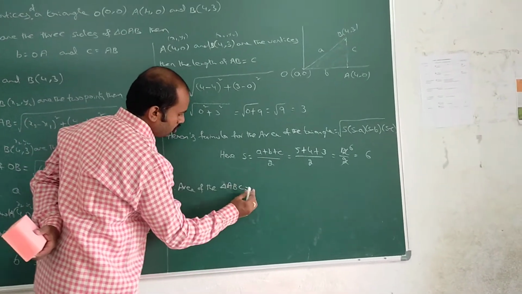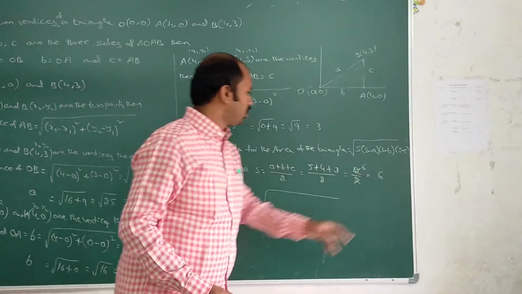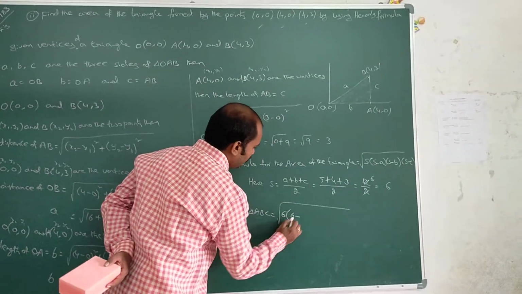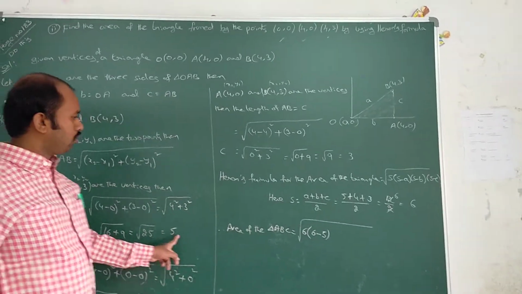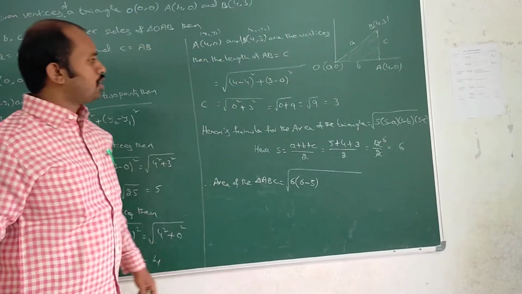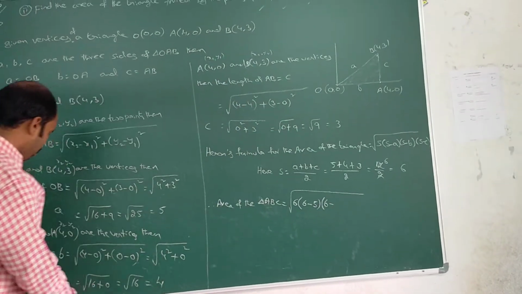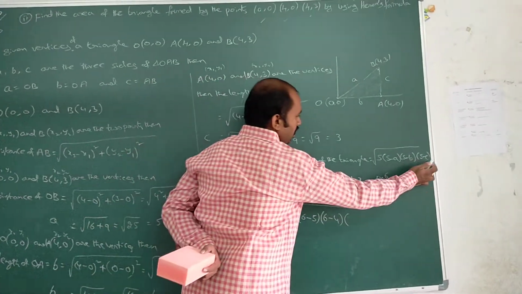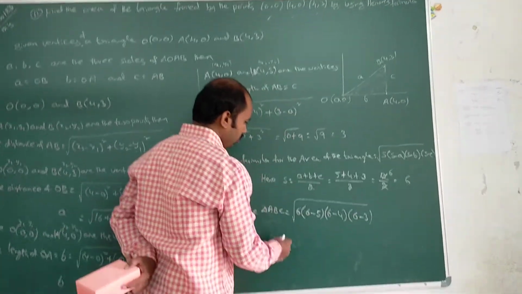Therefore area of the triangle ABC equal to square root of, here S means how much we get? 6, into S minus A. 6 minus A. A means here you already got 5. So S minus A. And the third term, what? S minus B. S means 6 minus B. B already you got 4. So 6 minus 4. And last term S minus C. S means 6 minus C. C means 3.